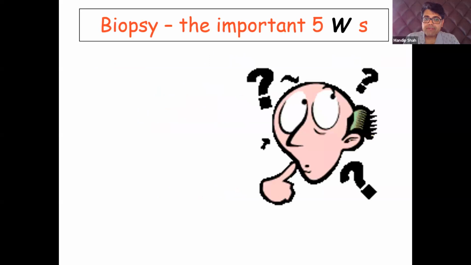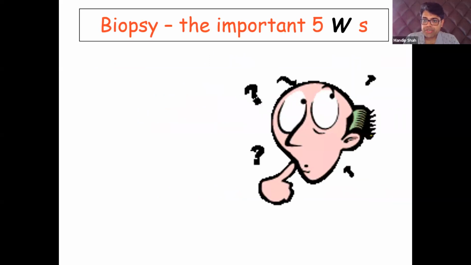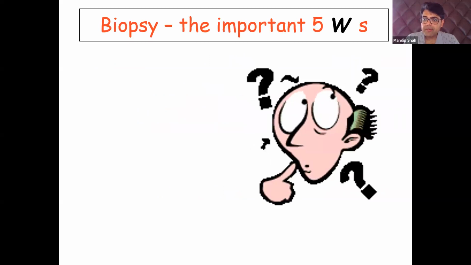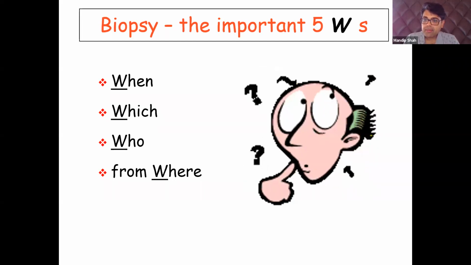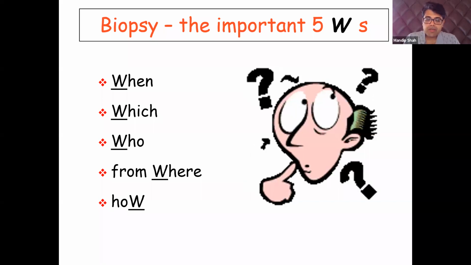And there are these very famous 5 W's associated with biopsy. So what are the famous 5 W's? When should the biopsy be done? Which lesions have to be biopsied? Who should do the biopsy? From where the biopsy should be taken? And how should we do the biopsy? The method of taking a biopsy. So let us take all these W's one by one.